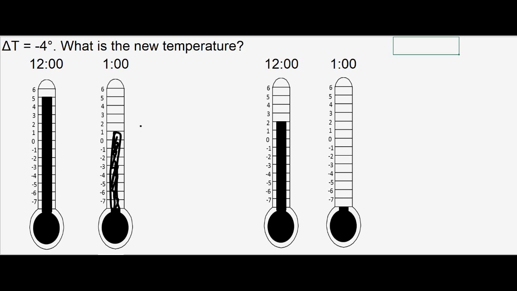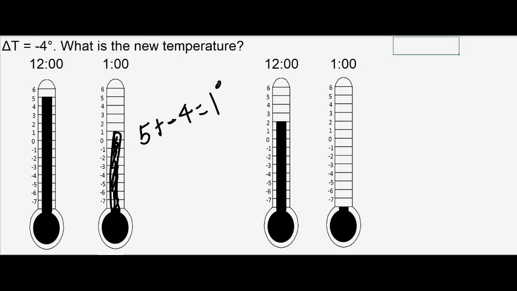And I represent that as 5 plus -4, because my temperature change is negative. I add the change and I get 1 degree.